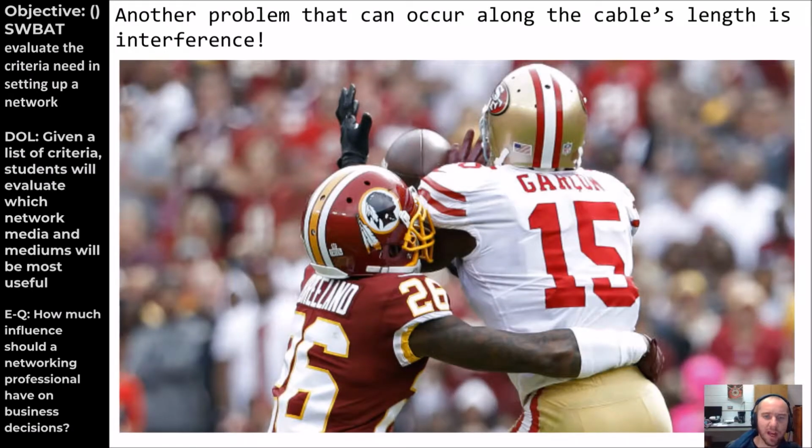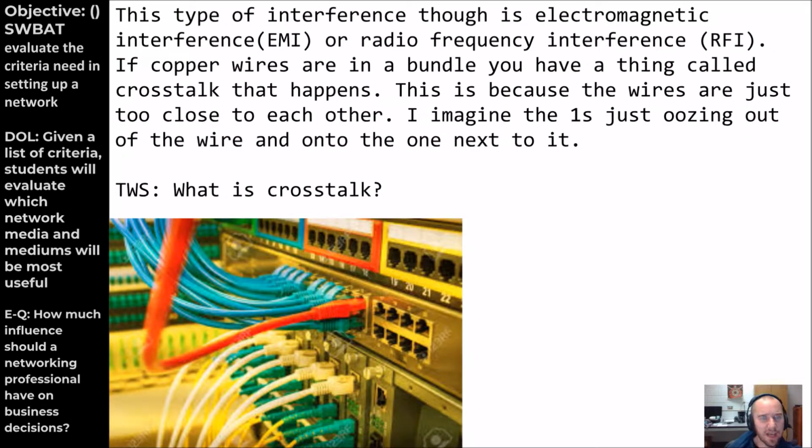And another problem that copper cabling has is interference. Not the football kind of interference, but this type of interference is through electromagnetic interference or radio frequency interference. These are both types of interference. And if copper wires are in a bundle, you have this thing called crosstalk that happens because of the interference. This is because the wires are just too close to each other without enough buffer between them, unless you have a foil plastic wrapping over the copper, which is nice and supposed to reduce interference. Crosstalk is definitely not a desirable thing, so this is a bad word. No saying crosstalk in class.